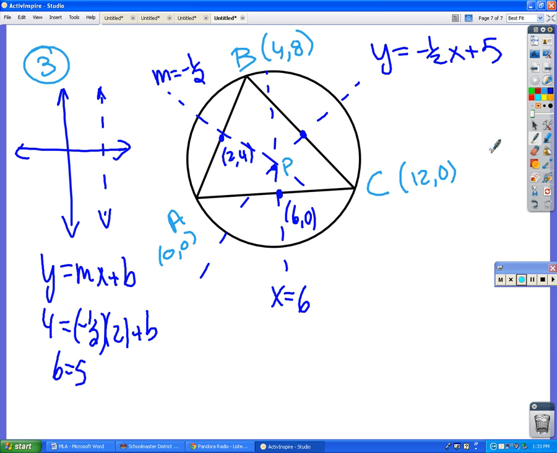So if we know the x-coordinate is 6, how do I find out the y-coordinate? Plug it into there. So if I plug 6 into here, negative 1/2 times 6 is negative 3, plus 5 makes 2. So the y-coordinate would be 2. So the coordinates at that point would be 6, 2. Okay? That's a tricky one.